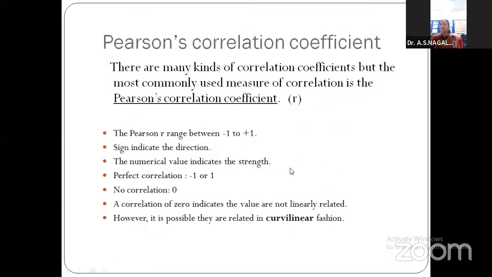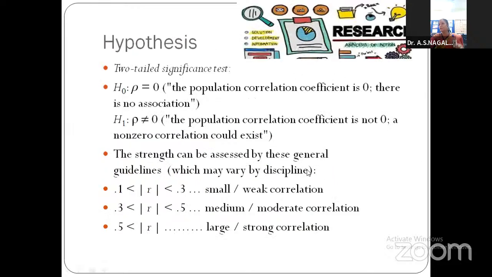So here we have a measurement. The Pearson correlation must be near to either -1 or +1. The direction signifies positive and negative, and the strength is expressed with the value. Zero means there is no correlation. Sometimes it will be in curved form.